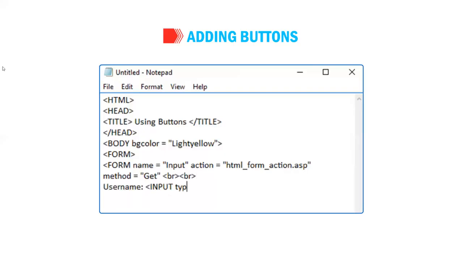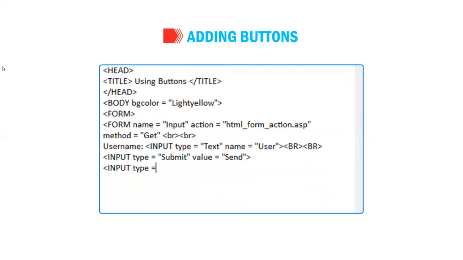Username. Input type equals "text", name equals "user". BR. Input type equals "submit", value equals "send". Input type equals "reset", value equals "reset". /form, /body, /HTML.